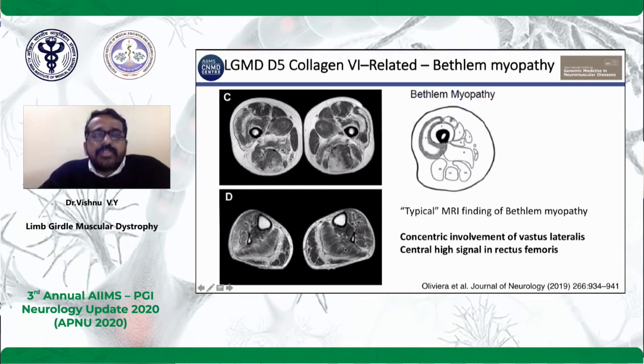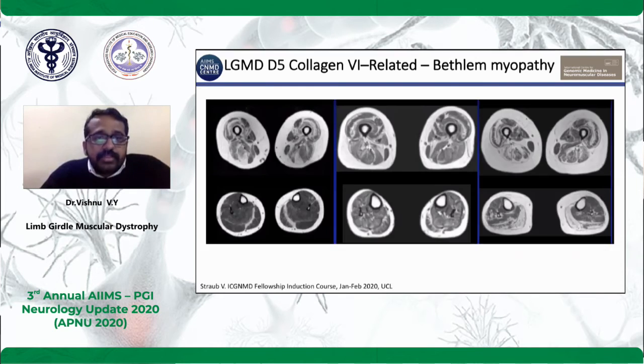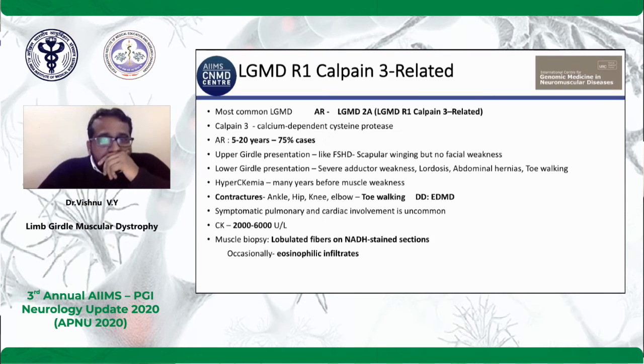Somebody having proximal contractures and skin changes and keloids and distal hyperlaxity of the joints with this MRI picture is, unless otherwise proved, Bethlem myopathy. Some people describe it as a Siberian tiger with stripes appearance. You can see it in Bethlem. So we'll not go into that.